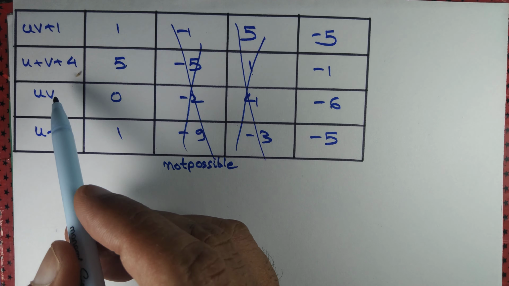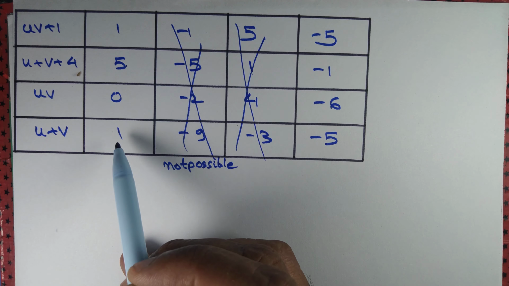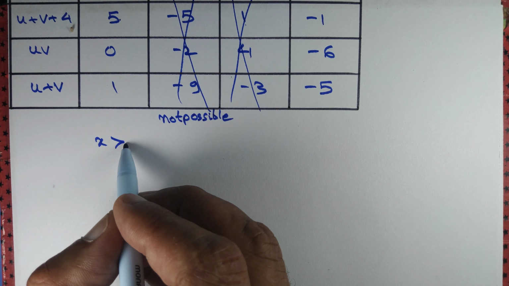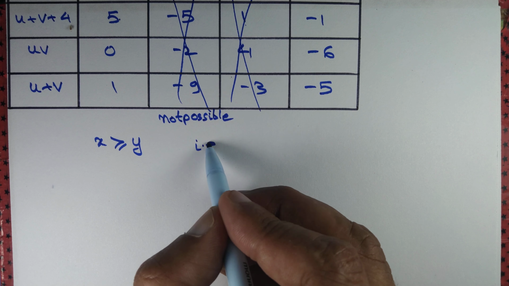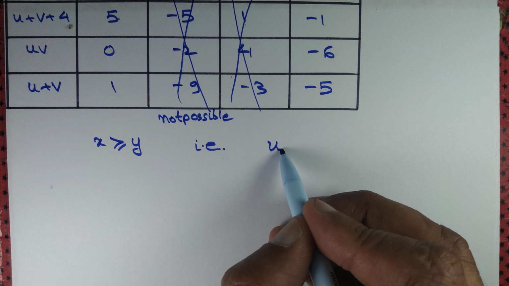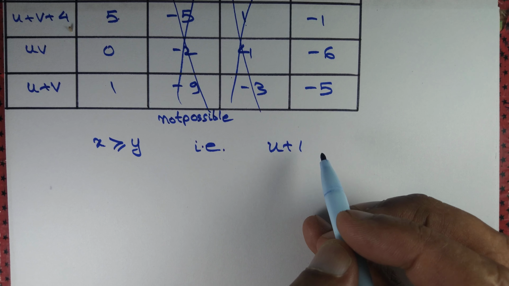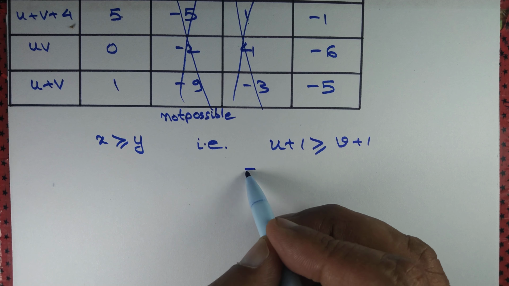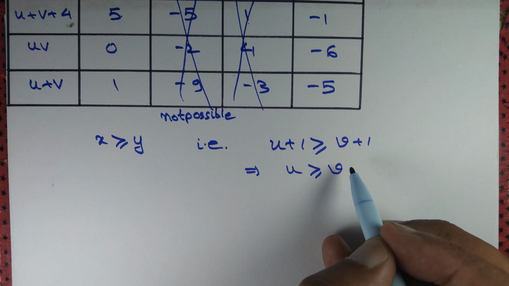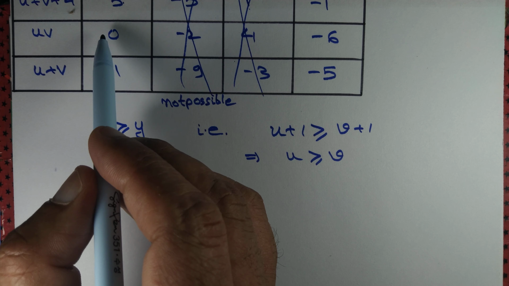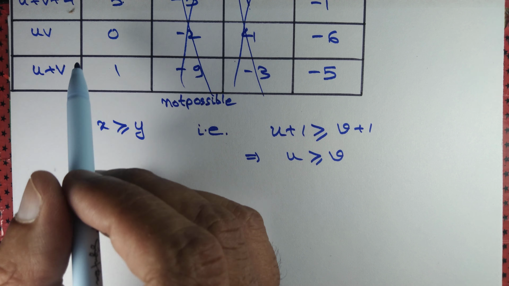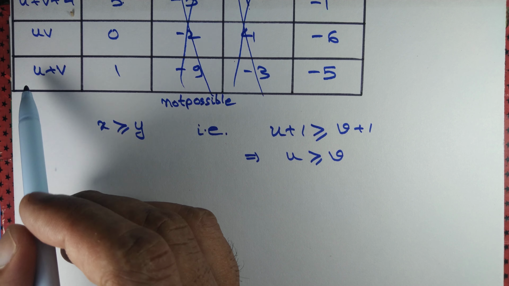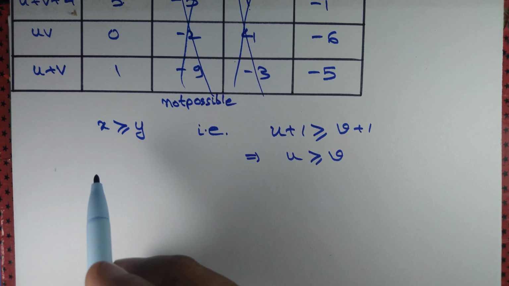What about this one? uv equals 0, u plus v equals 1. Now let's recall that we are assuming x is greater than or equal to y, that is x equals u plus 1, correct? x equals u plus 1 is greater than or equal to v plus 1. That follows that u is greater than or equal to v. Now the product is 0, the sum is 1. So that's only possible if one of u or v is 0.